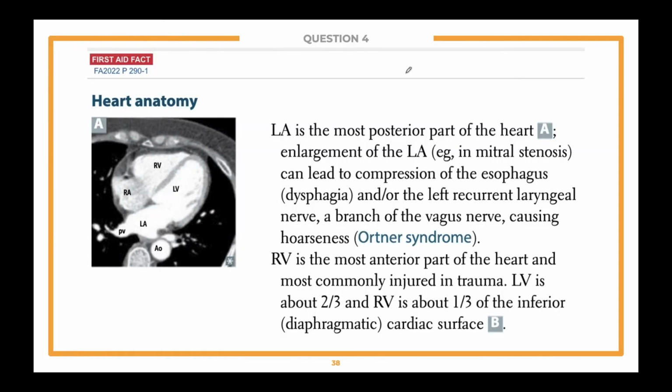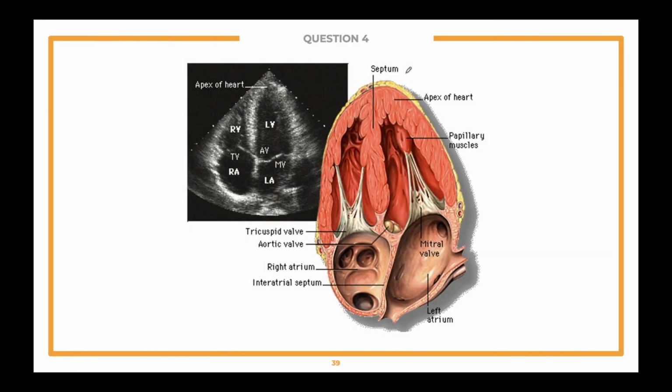this is a nice little tidbit from First Aid that points out how the heart is situated when you look at it in cross section, okay? The left atrium really is the most posterior part of the heart, okay? So now if we take a look at the next slide, this is a normal diagram of an echo, and it shows how an echo is interpreting that heart anatomy.